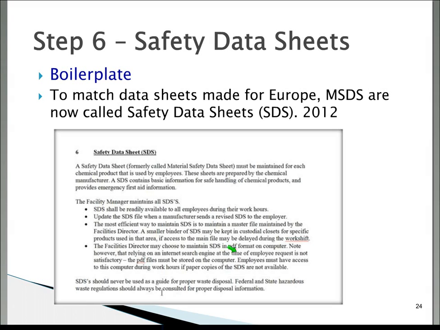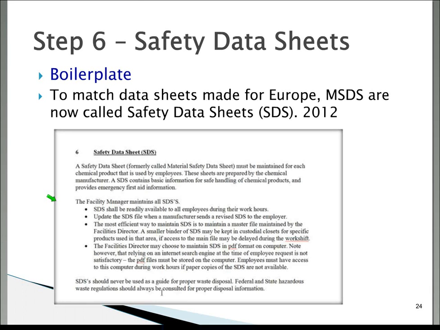Okay, the next requirement is safety data sheets. And the regulation requires me to have certain things. So the safety data sheet must be readily available to all employees during their work hours. The name of the product on the safety data sheet needs to match the name that I used on my inventory list.